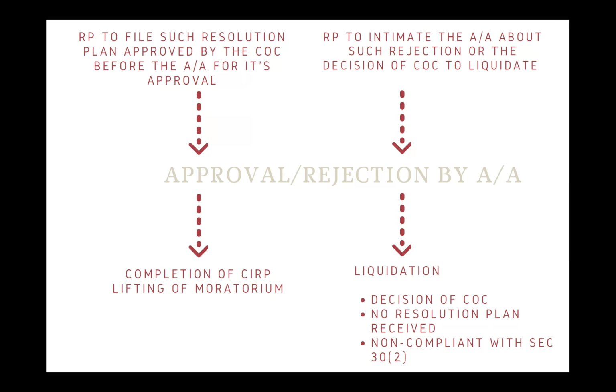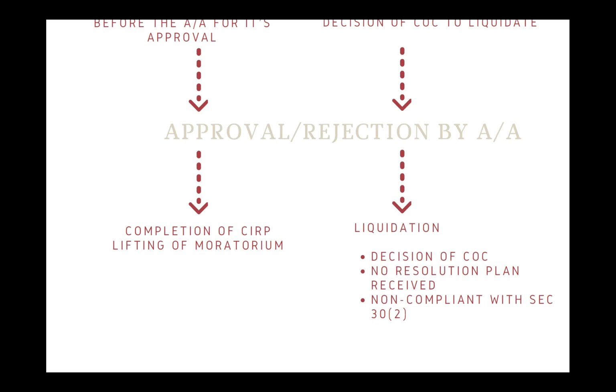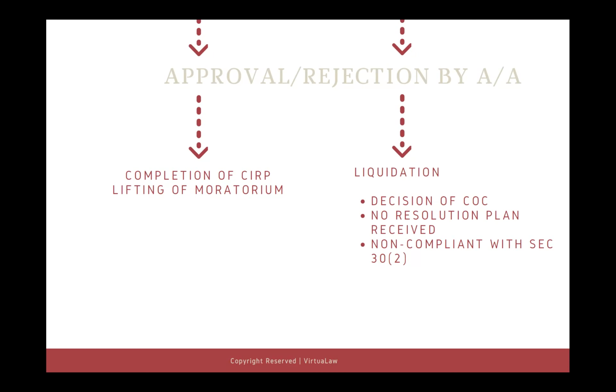Third is when the adjudicating authority rejects the plan based upon non-compliance with the requirements under Section 30 subsection 2. In such cases also, liquidation can be ordered. So these are the three cases in which a liquidation is ordered. Effectively, a CIRP ends either with a successful resolution or with a liquidation. So this is the end of our presentation, the complete points on CIRP.